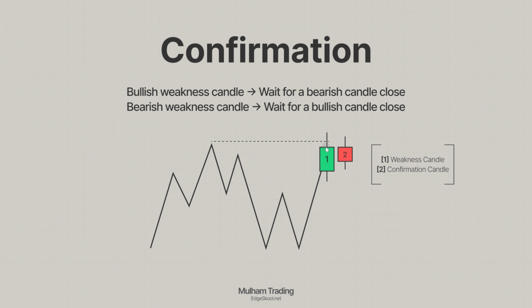It closed bullish, and we have weakness. Now, because this is a bullish candle with weakness, the confirmation would be a bearish candle, or an opposite color candle. So in this case, it's a bearish. But if here it's bearish, so price took a low and it closes bearish, that means I want to see a bullish candle as my confirmation. So candle 1 is the weakness, candle 2 is the confirmation.